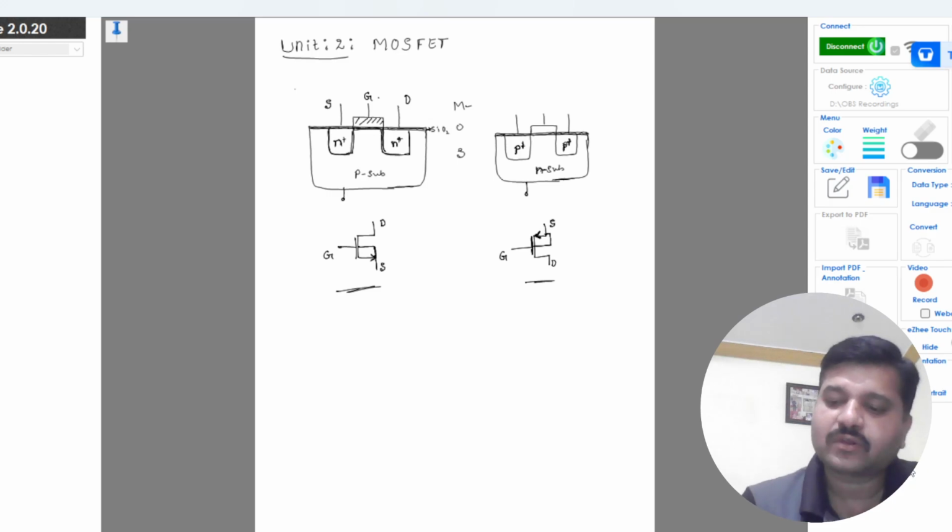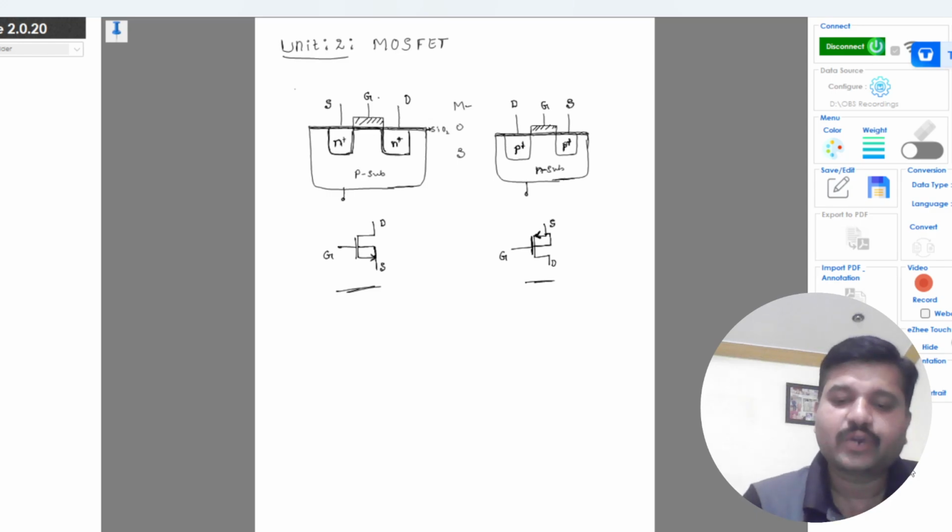Okay, and for the PMOS, the source terminal is connected to the highest potential, and the drain terminal is connected to the lower potential, and this is the gate connected to the crystalline polysilicon, right? So this is how you distinguish between the PMOS device and the NMOS device for the metal oxide semiconductor field effect transistor. Okay, so in this we will analyze how the device operates.